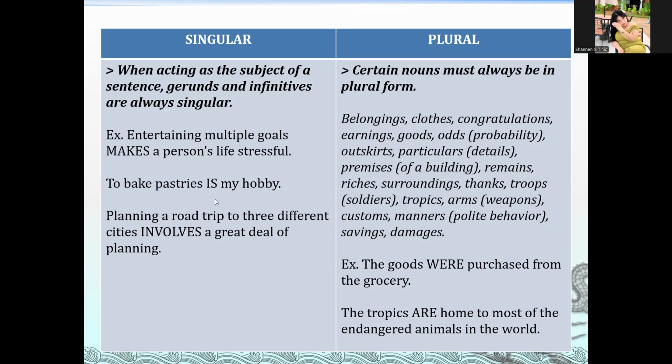Infinitive, to bake. Okay, so to bake pastries is my hobby. Again, we use singular verb, is. To bake pastries. Yun yung infinitive. Planning a road trip. Planning is a gerund. Kasi may ing, right? Planning a road trip to 3 different cities involves a great deal of planning. Okay? So as you can see, the subject is planning a road trip, and the verb is involves.